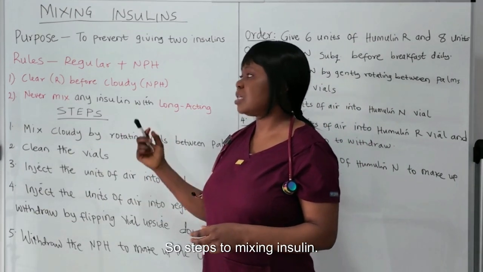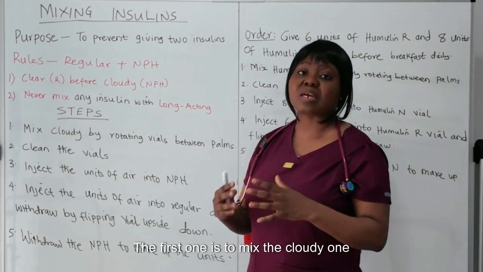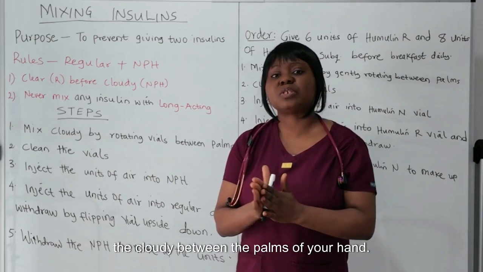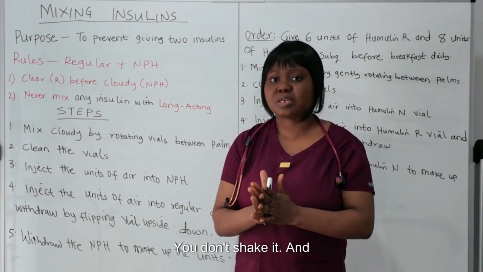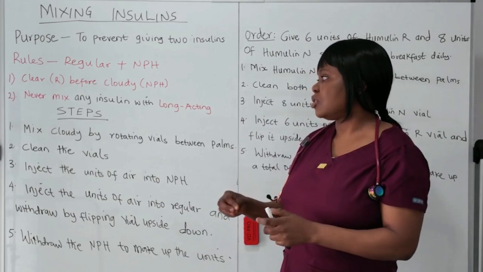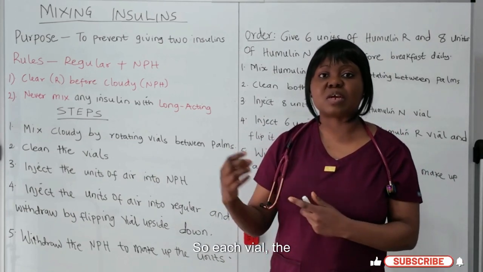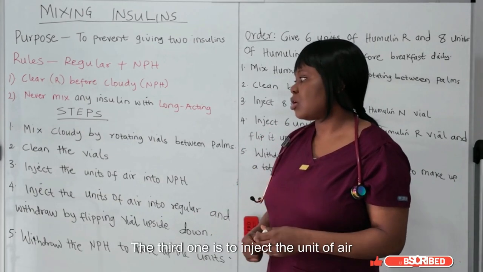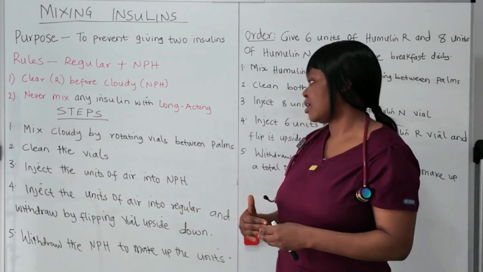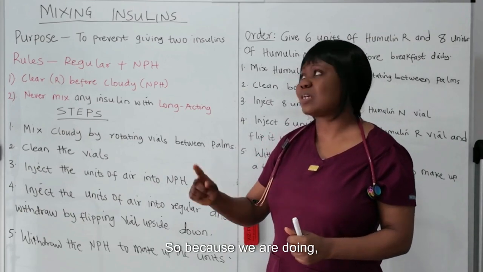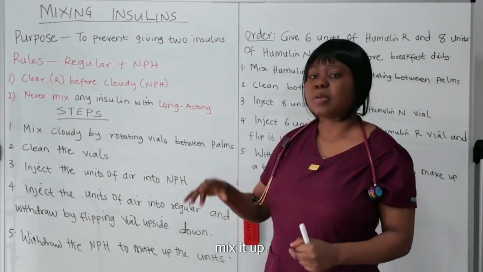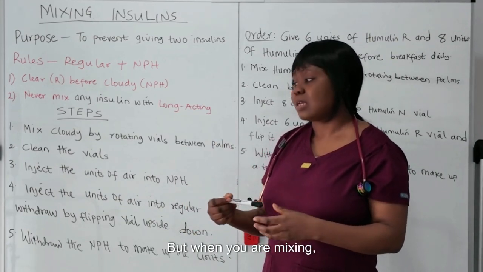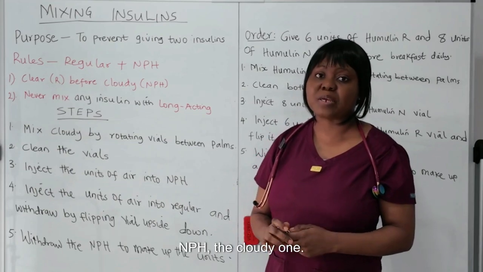So, steps to mixing insulin. The first one is to mix the cloudy one, the NPH. To do that, you rotate the cloudy between the palms of your hands. You don't shake it. The second step is to clean the vials, the regular and the NPH. The third is to inject the unit of air into the NPH first. Don't mix it up: when you are going to withdraw finally to give, you withdraw the clear first. But when you are mixing, the first thing is to push air into the NPH, the cloudy one.